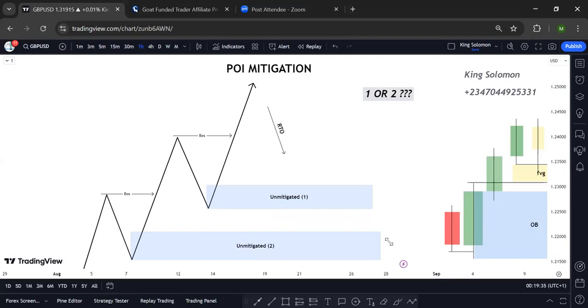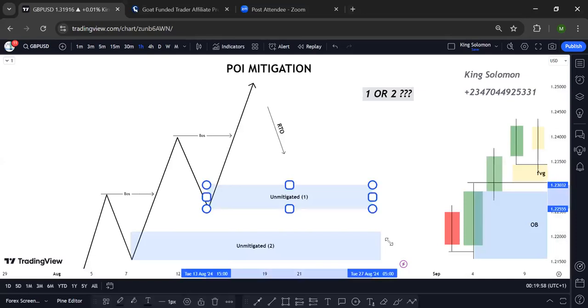Take a look at this chart, or this part example I drew here. We had a break of structure here. We had a break of structure again here, right? Now at this extreme, we had an unmitigated demand zone. At this point also, we have an unmitigated demand zone, right? What do I mean when I say a POI is unmitigated? It means price has not tapped into it yet.